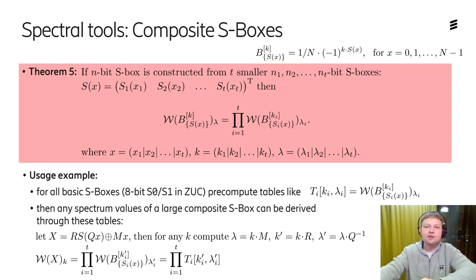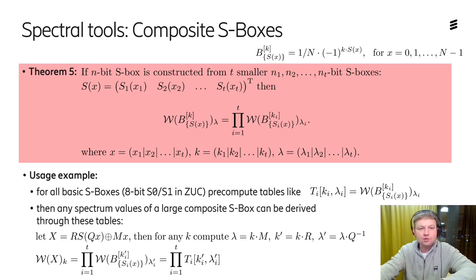So we also found that if a composite S-box is simply a vector of T smaller sub S-boxes, then the spectrum point lambda of the vector B_K of such a large S-box would be simply equal to the product of corresponding spectrum points of smaller B vectors of individual sub S-boxes. So if for each sub S-box we precompute all possible spectrum values for the pairs of K and lambda, then the spectral probing of the large composite S-box is very simple. It is simply computed by T table lookups and T minus 1 multiplications.